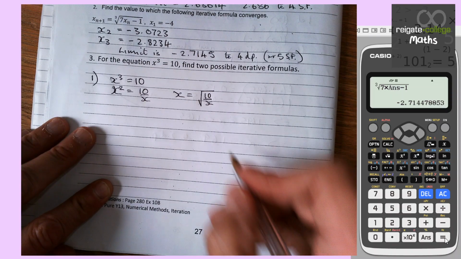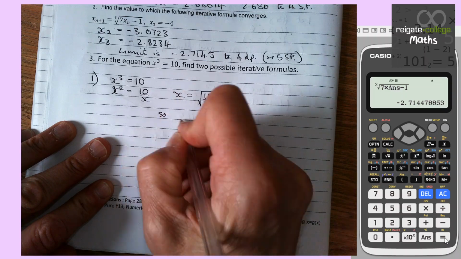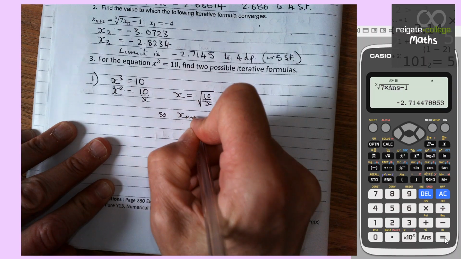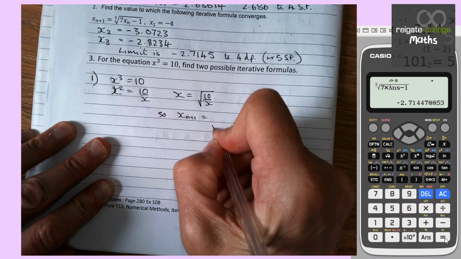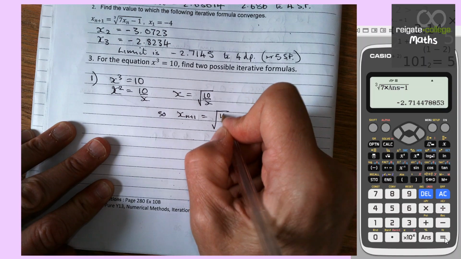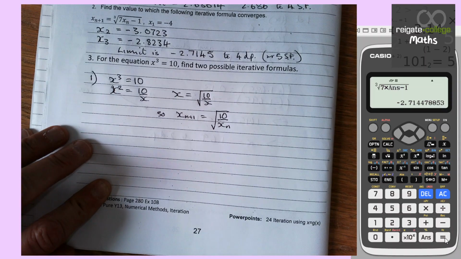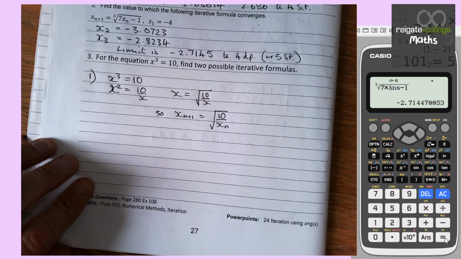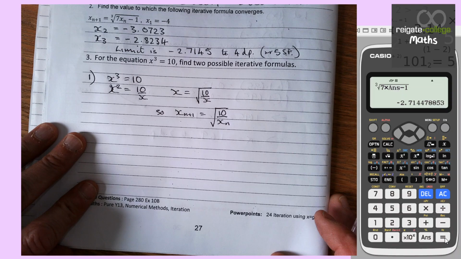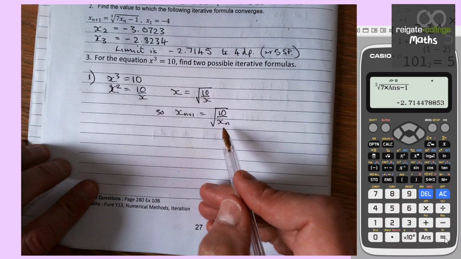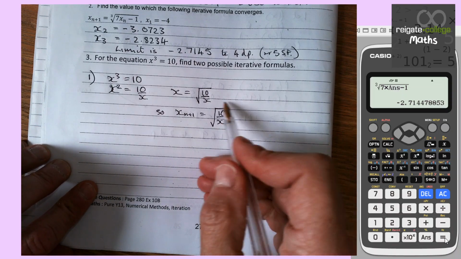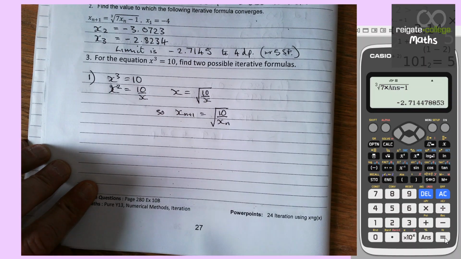So we're going to say x n plus 1 is equal to the positive square root of 10 over x n. Once I've chosen my starting point, my value of x1, it's going to go in there, work that out, and that'll give me my x2.